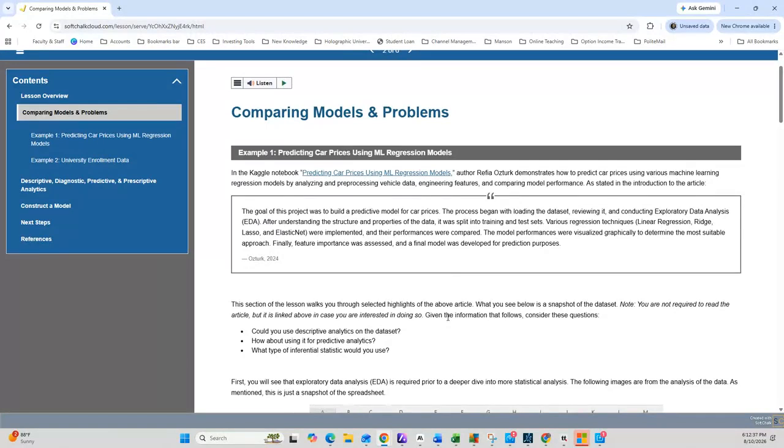In other words, what does the data look like? Is it symmetrical? Is it left skewed, right skewed? Finally, feature importance was assessed, and a final model was developed for prediction purposes.